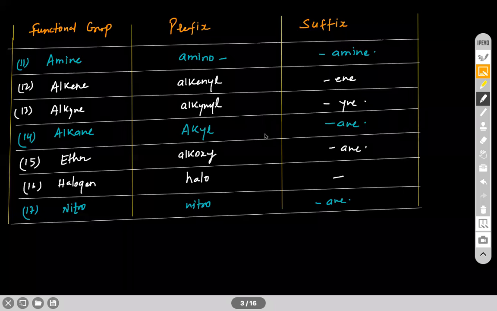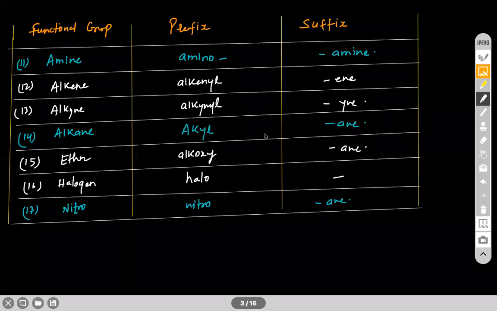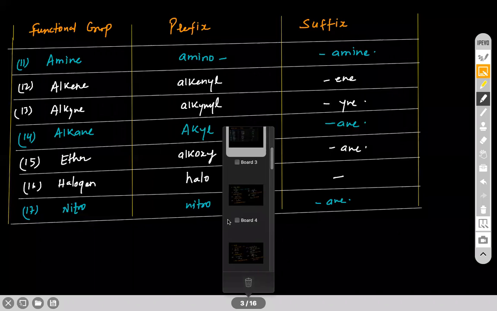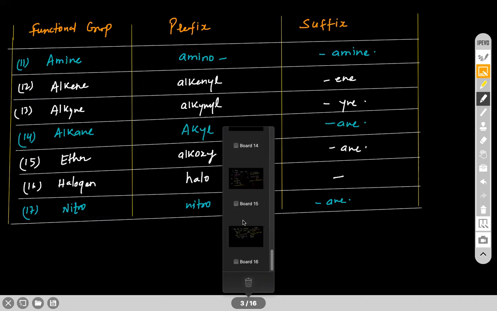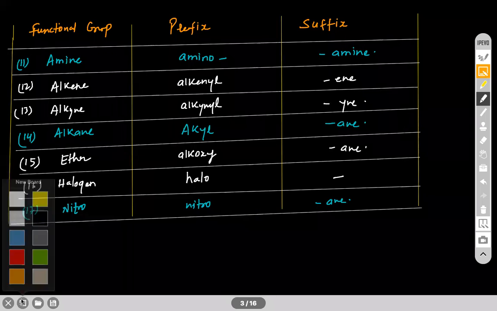Okay. Now you see some examples here. Mostly we have already done many examples of nomenclature. Just we'll see two, three for polyfunctional groups, where we have more than one functional group. Okay, for example, see this one.